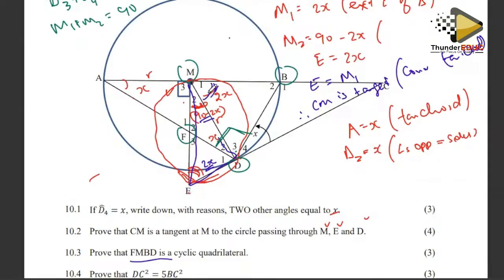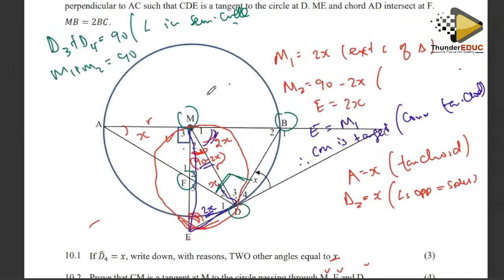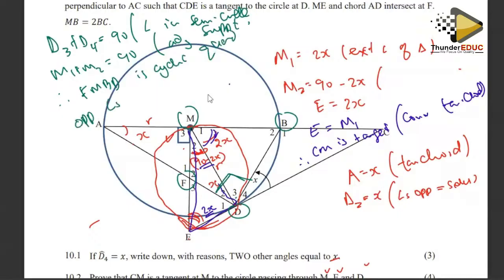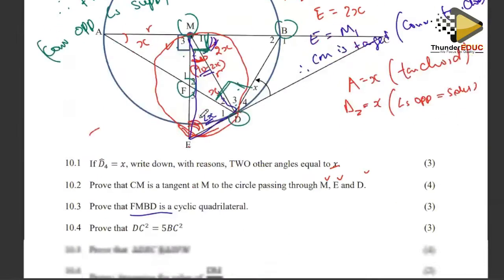I want to use just the exterior, the opposite angles, okay, being supplementary. So we say that adjacent supplementary angles. So therefore, FMBD is a cyclic chord. Reason being, opposite angles are supplementary. So the converse of opposite angles being supplementary. So this is a 90, and that's a 90. Alternatively, you could say this is a 90, and then M3 is a 90, and then you use the property of the exterior angles. Either way, okay?